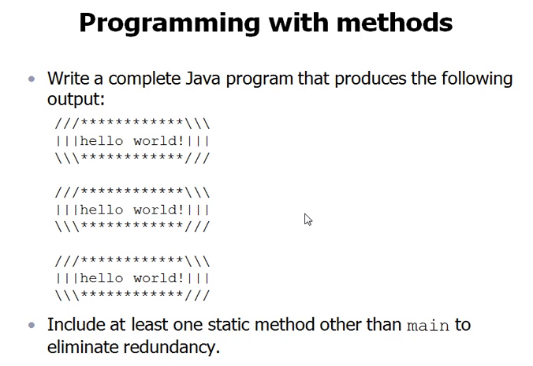This problem involves programming with methods. We're asked to write a complete program that produces the following output, and to use at least one method to help eliminate redundancy. Basically, it's just a fancier version of the Hello World program that has some extra output.